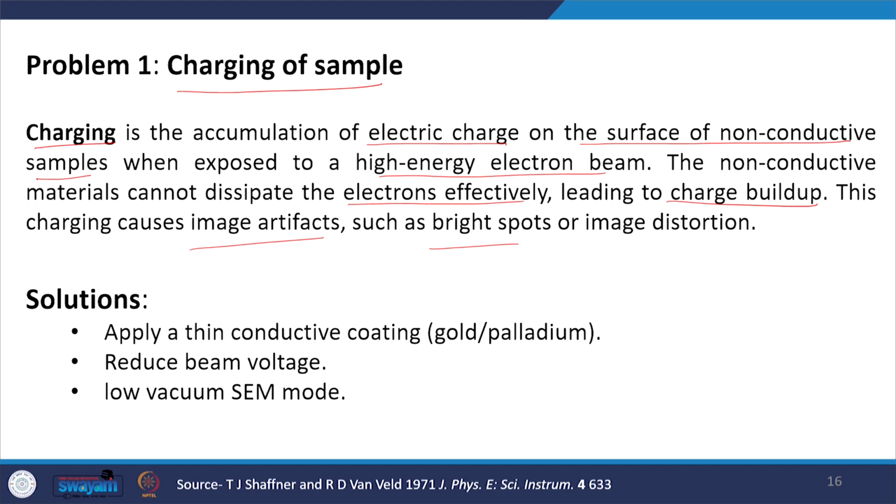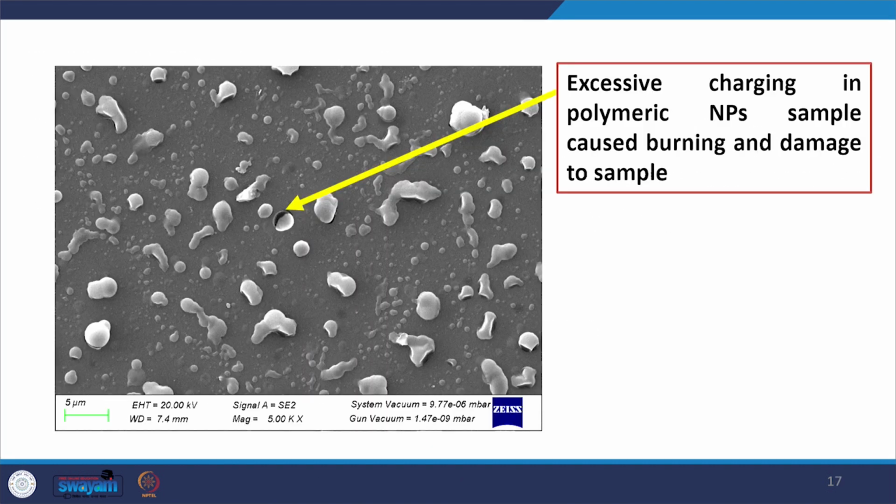So, how to overcome this? By applying a thin conductive coating. You can use gold or palladium, or you can use the low vacuum SEM mode, or you can reduce the beam voltage. By doing that, we can overcome the charging of the sample. From this picture, we can clearly understand that when excessive charging occurs, the sample is getting damaged. The excessive charging on the polymeric nanoparticles causes damage and burning of the sample.